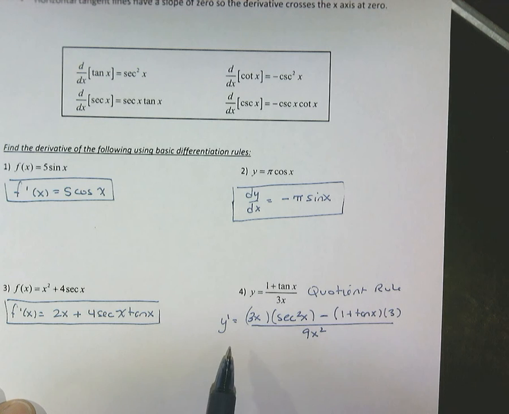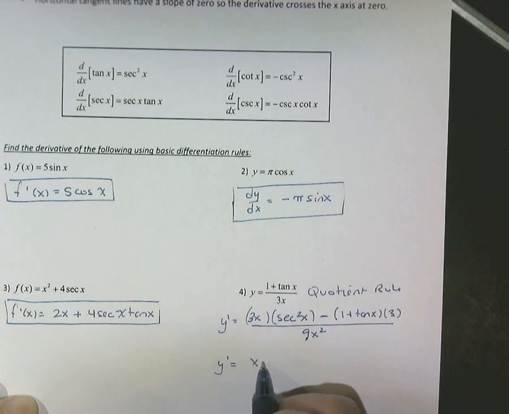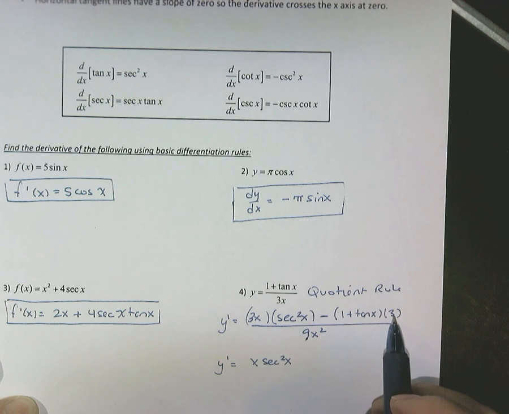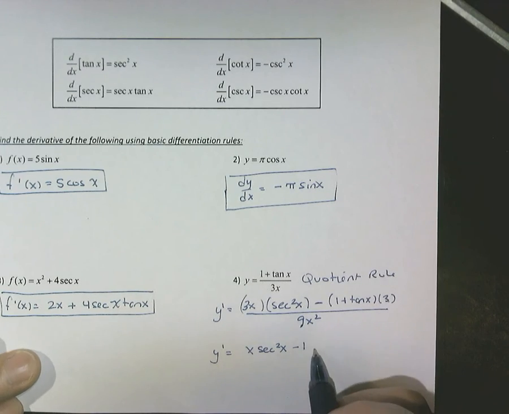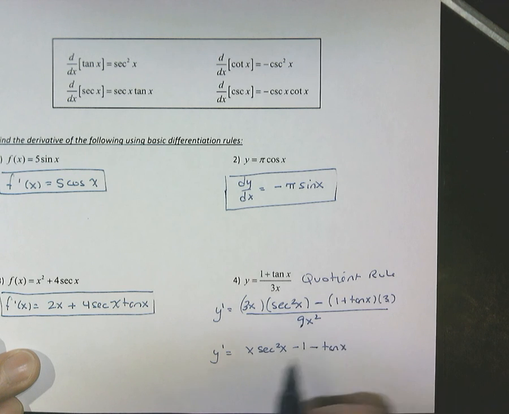I can clean this up a little bit. I notice that 3 is a common factor here, here, and I can remove a 3 from here, factor out a 3. So I'm going to reduce this to y equals x secant squared x. Factor out that 3, it becomes a 1. So minus 1 minus tangent x over 3x squared.